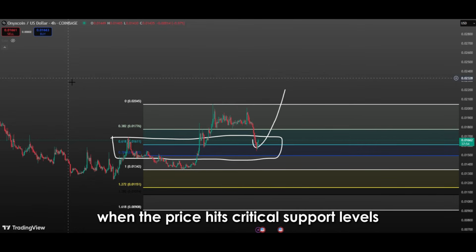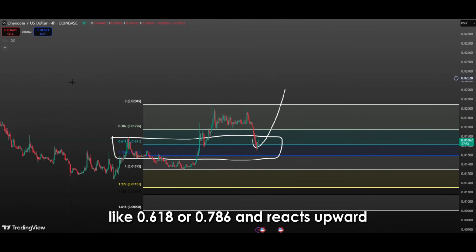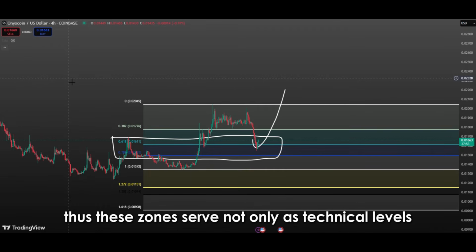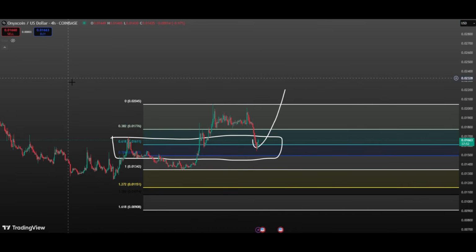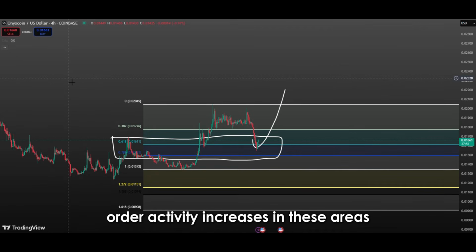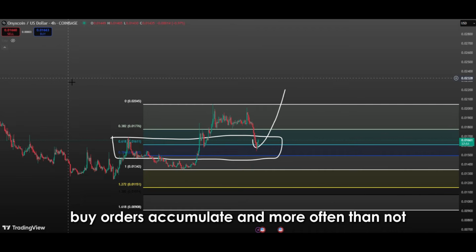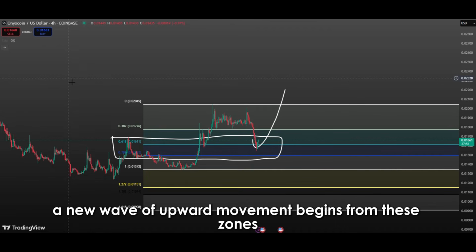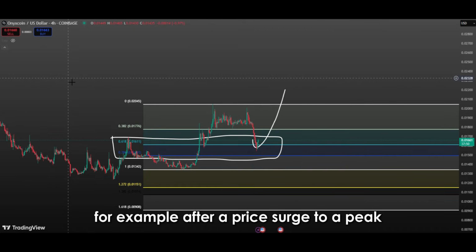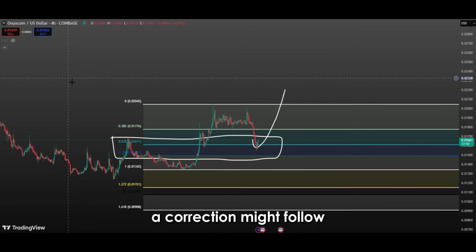In other words, when the price hits critical support levels like 0.618 or 0.786 and reacts upward, it's a structure that has worked time and again in the past. Thus, these zones serve not only as technical levels but also as psychological barriers. Order activity increases in these areas, buy orders accumulate, and more often than not, a new wave of upward movement begins from these zones.